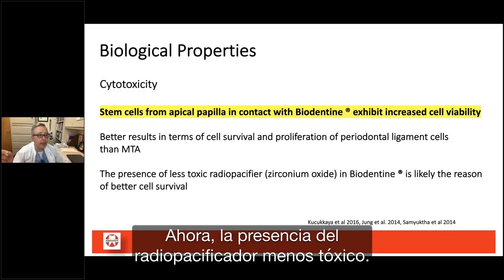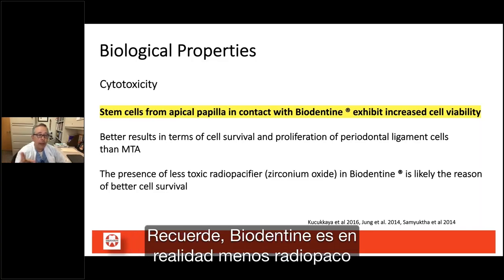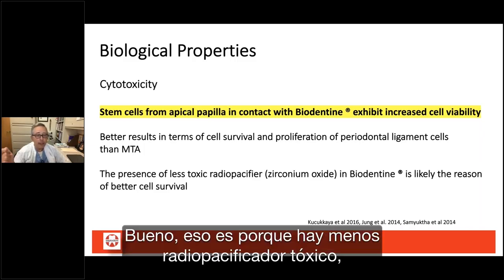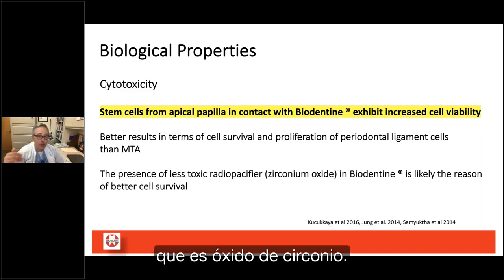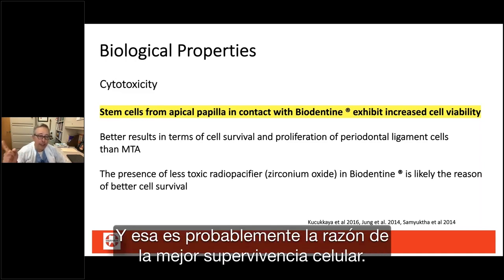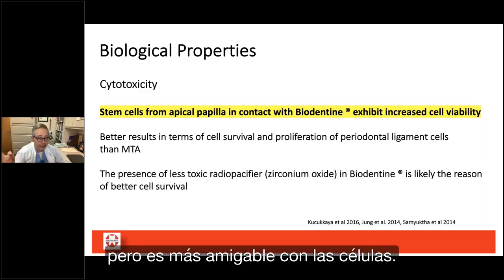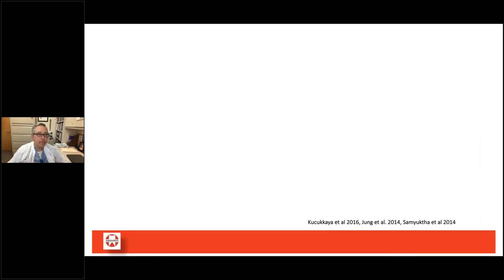Now, the presence of the less toxic radiopacifier. Remember, Biodentine is actually less radiopaque than other bioactive materials. Why? Well, that is because there is a less toxic radiopacifier, which is zirconium oxide. And that's probably the reason for the better cell survival. So it's a little bit less radiopaque than other bioactive materials, but it is more friendly with the cells.